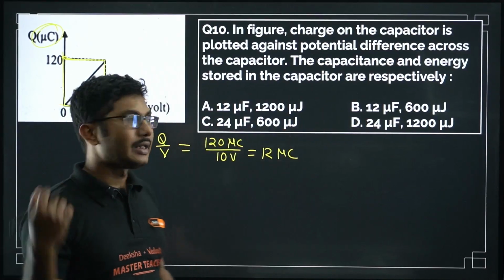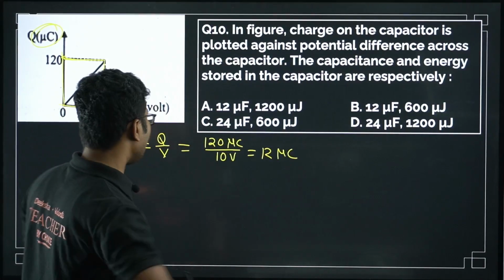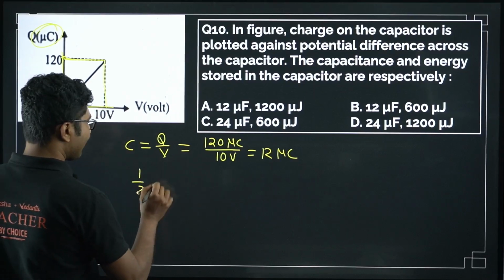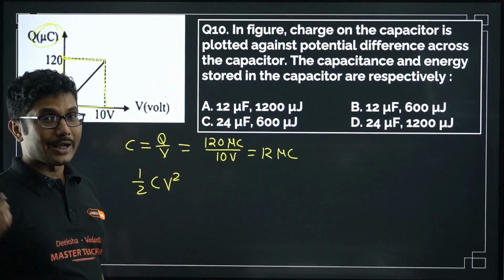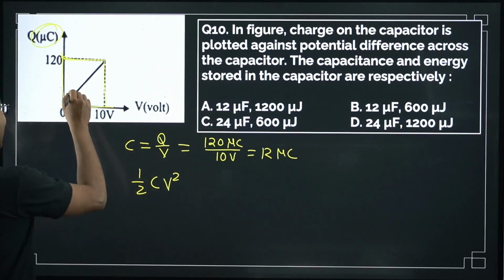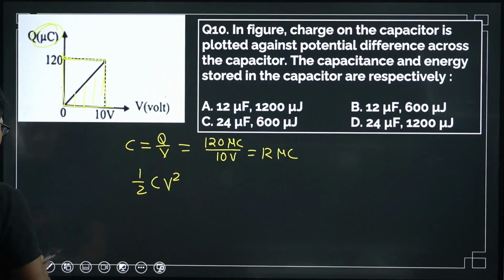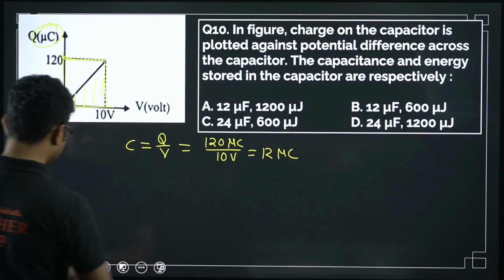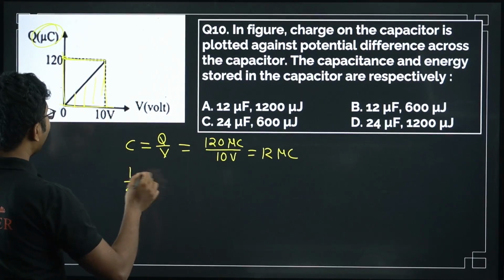Now we have to calculate the energy stored. You can calculate the energy stored in multiple ways. The easiest is half CV square. If you don't remember the relationship between Q and V, the other way is to calculate the area under this graph. The area under this graph will give you the energy stored as well. So the energy is half QV.